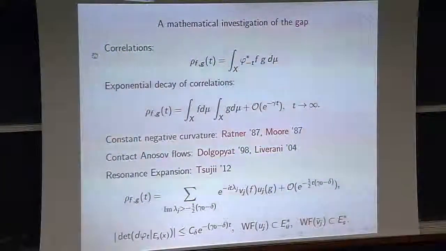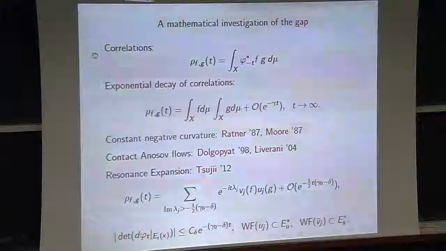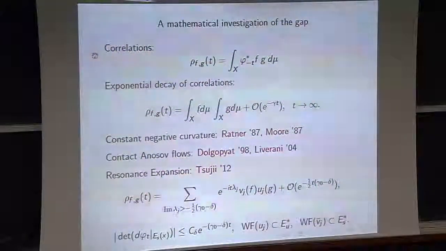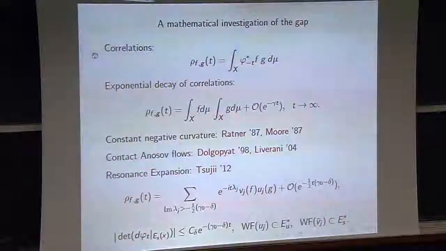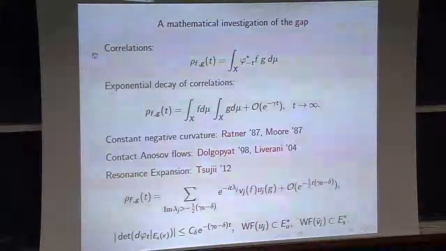So you see, I made a simplifying assumption here that all resonances are semi-simple. And in fact, it's a result of Dyatlov, Faure, and Guillarmou that, for instance, in constant negative curvature, all resonances are semi-simple. So here you have a resonance at 0. That corresponds to this being 1, and then Vj and Uj are just the function 1. Okay?